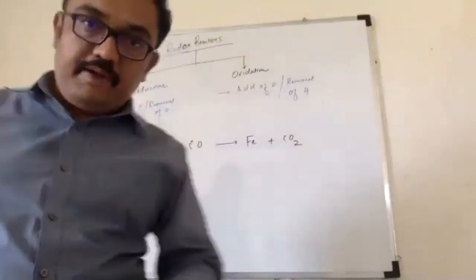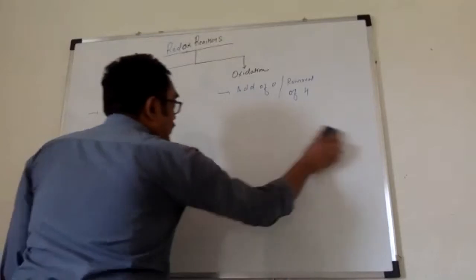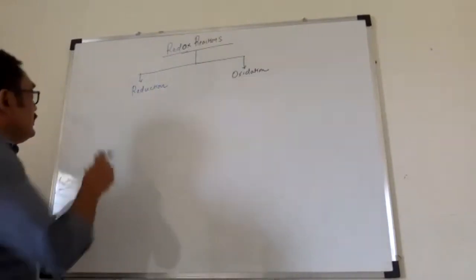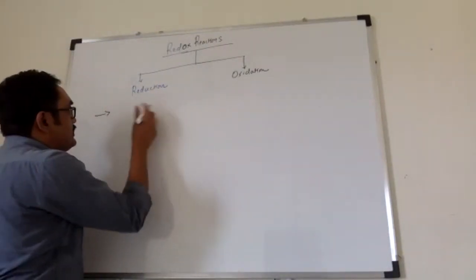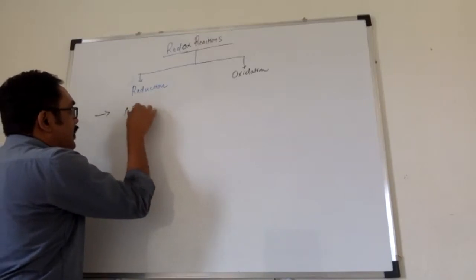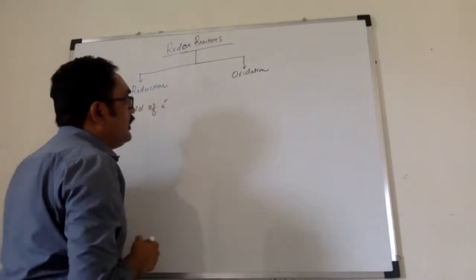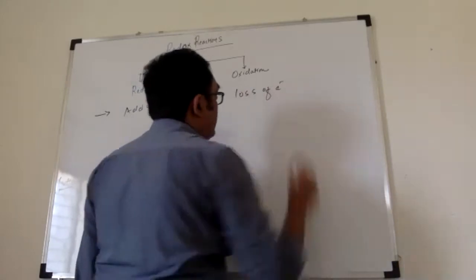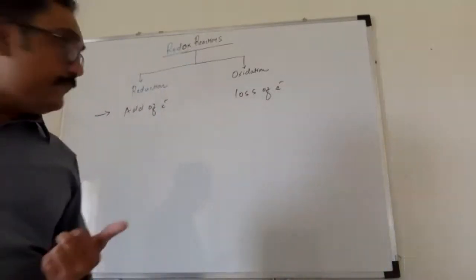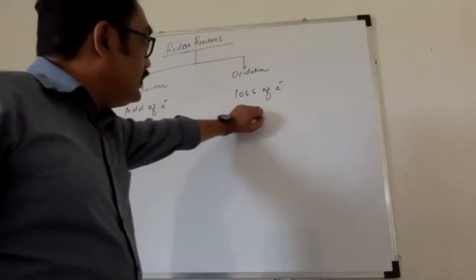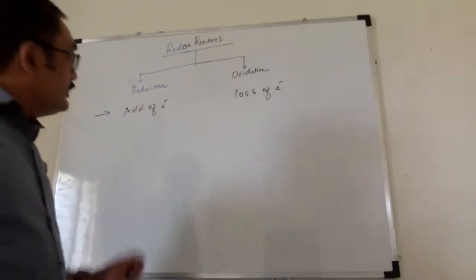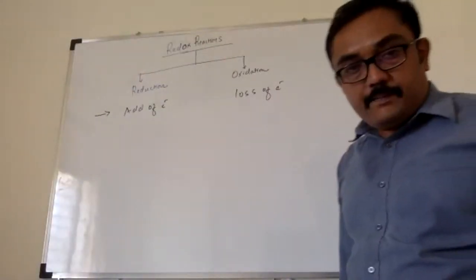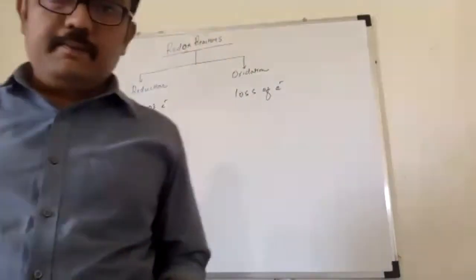Now I'm going to the second definition of the redox reaction. This definition is based on transfer of electron. According to this, during reduction, there is an addition of electron, and in oxidation, there is a loss of electron. If there is an addition of electron, that is reduction. If there is a loss of electron, that is oxidation. Now this is applied to ionic compounds. When there is a formation of an ionic compound, we can apply this definition. Let me give you one example.